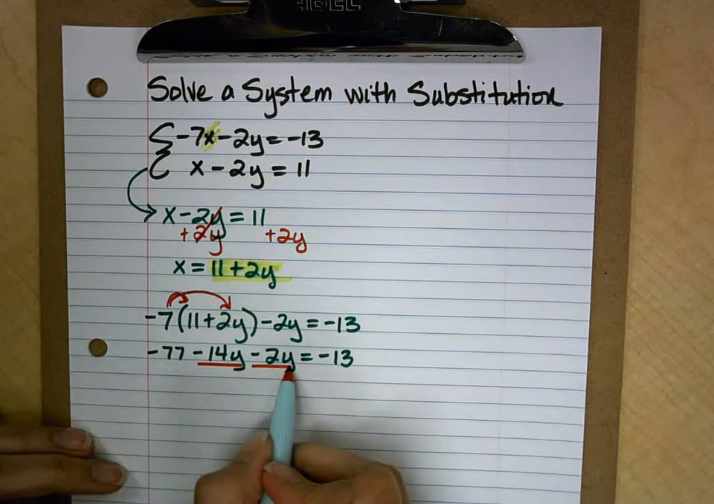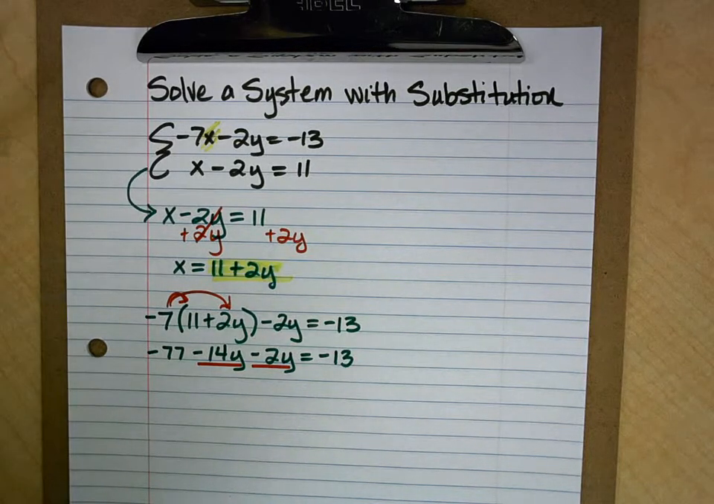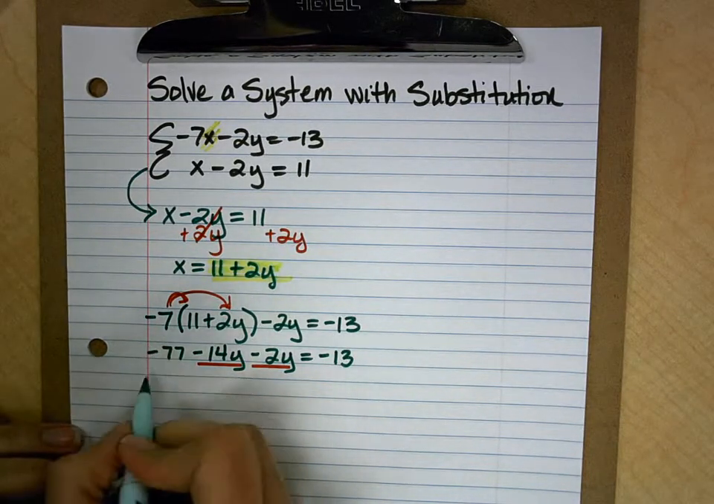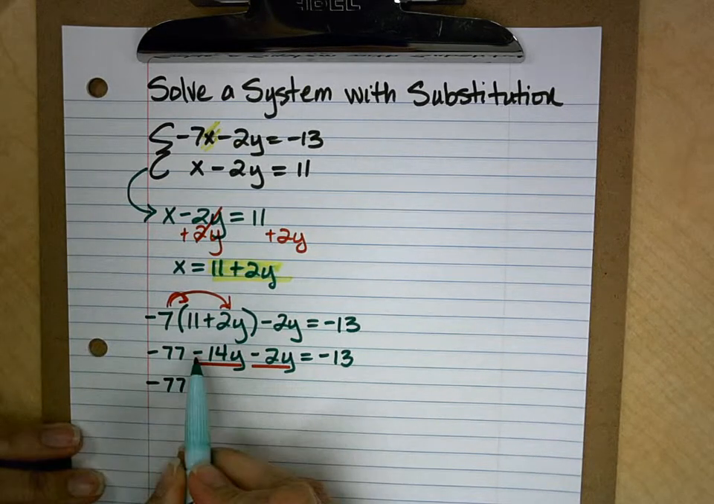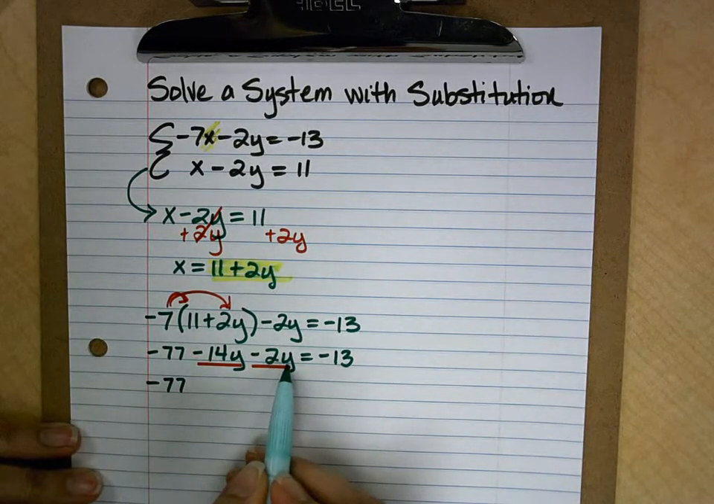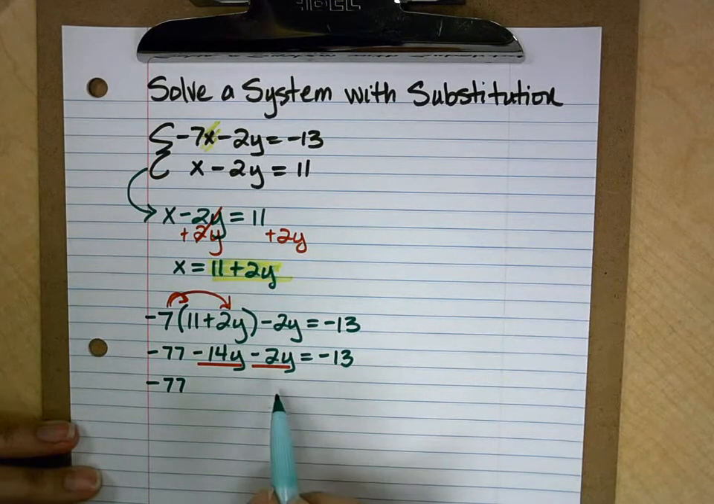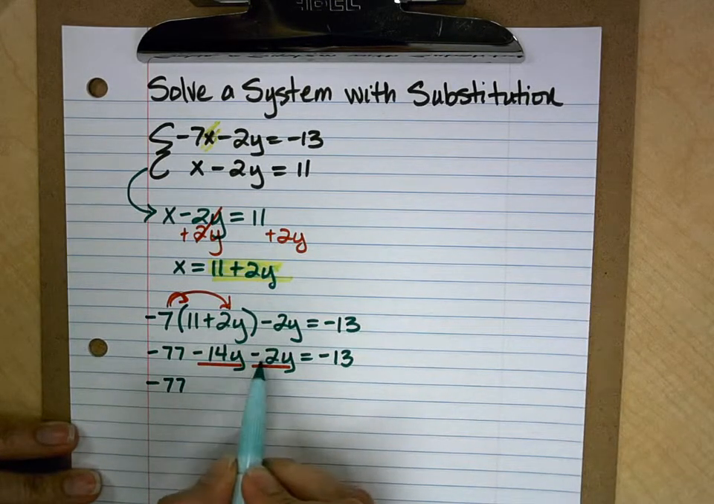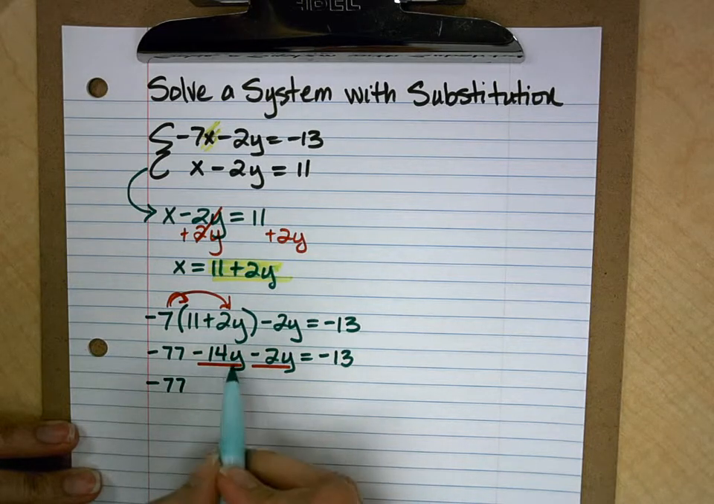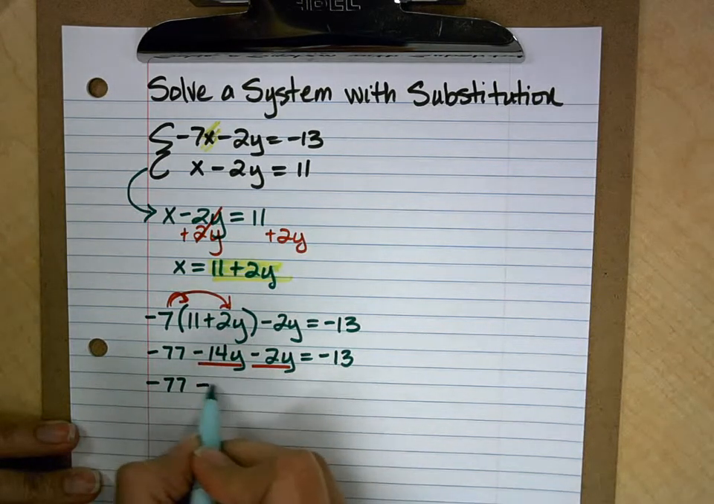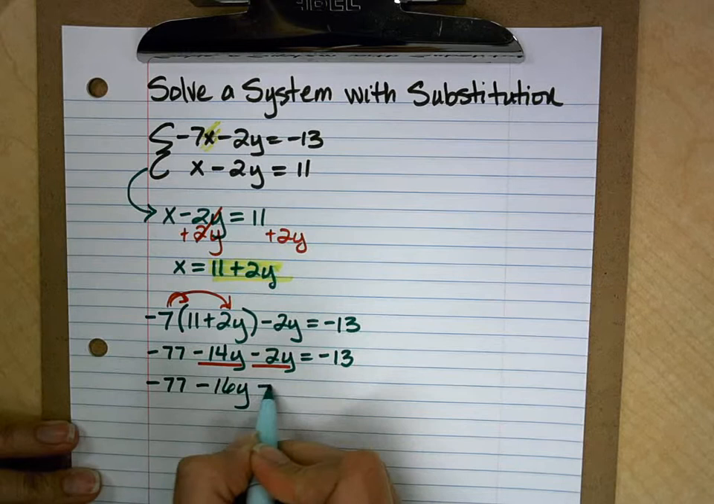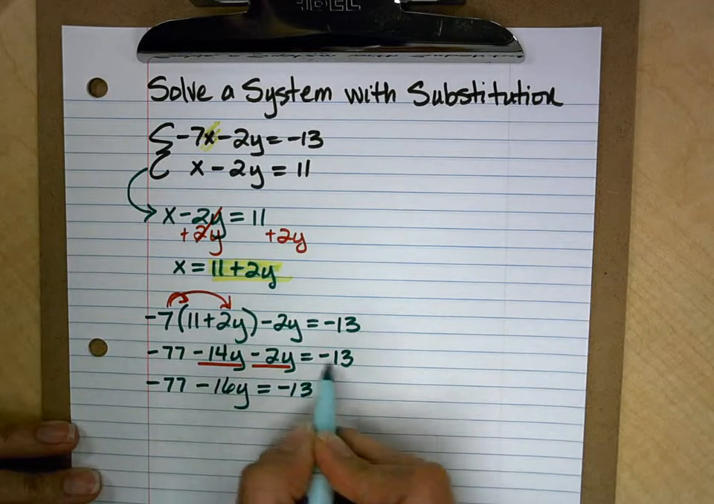These two terms are both y terms and they're on the same side of the equal sign, so I'm going to combine them together. Negative 77, and now I have negative 14y minus 2y. You can think of this as negative 14 minus 2, but they are y terms. Well, negative 14 minus 2 is negative 16. These are y terms, so this is negative 16y equals negative 13.